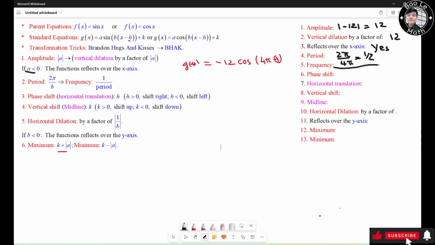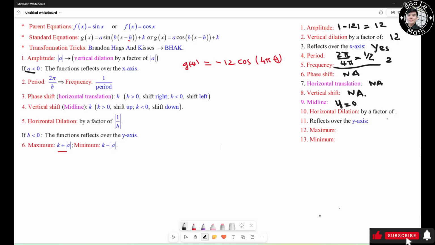Now frequency is going to be 2, because it's the reciprocal of the period, right? Phase shift, there is no phase shift, so it's not available. Now horizontal translation, not available. Vertical shift, not available, right? Because the midline is equal to 0, so the midline is y equals 0.